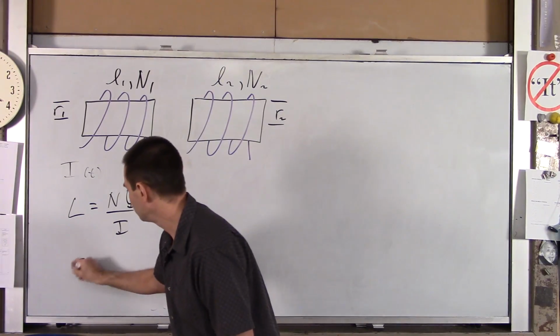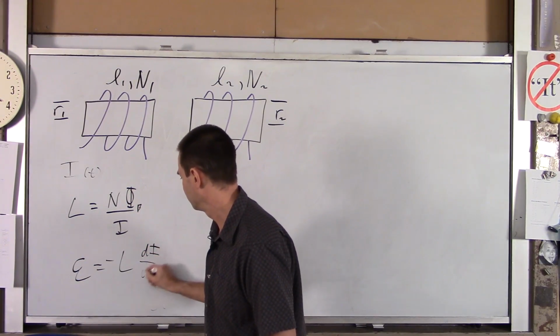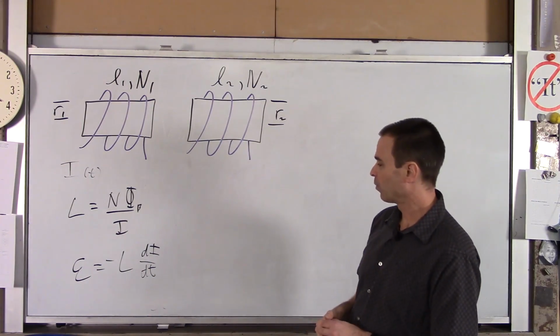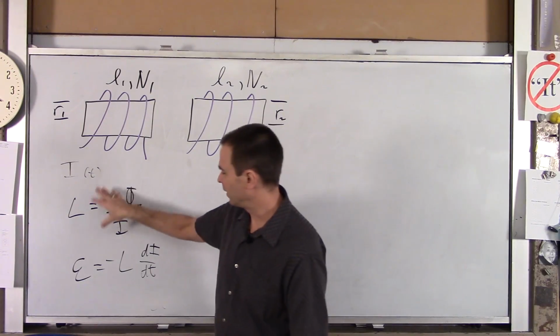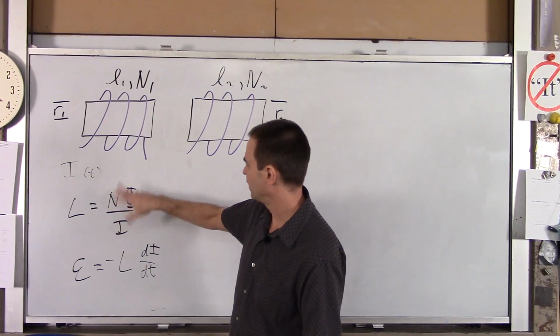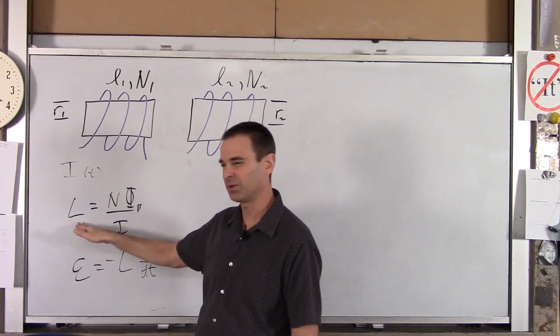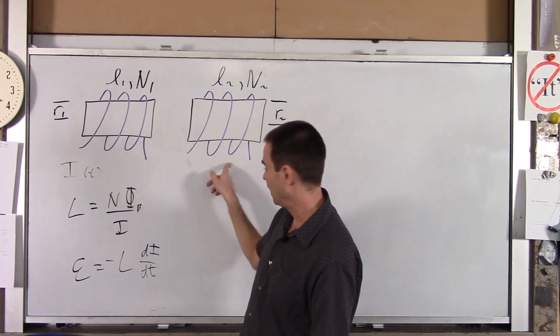The second part of this is how do you find EMF? Well, it's negative L dI/dt. We're going to do something very similar here. We're going to have an equation that tells you how good these two are with each other. It's not going to be L exactly, but it's very similar. And then we're going to plug that in here to get the EMF over there.